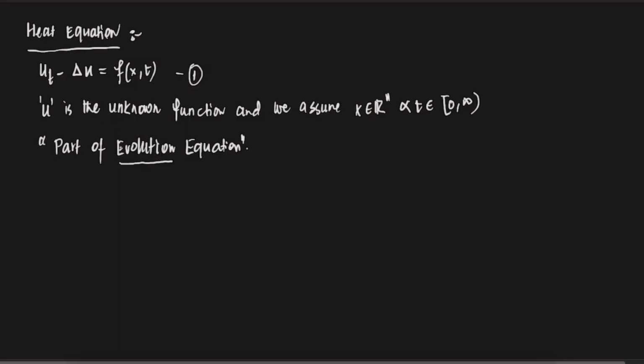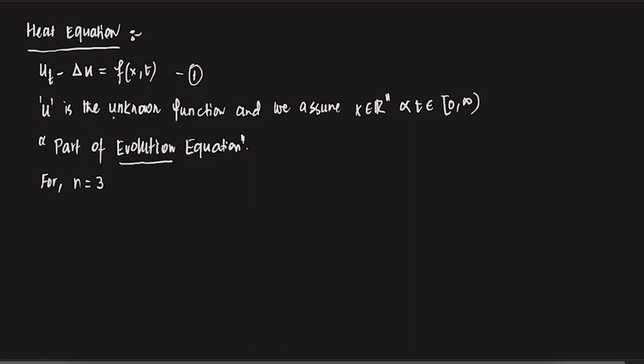Here, as you can see, this equation has a ut term. So essentially, this will depend on time, right? And that is why it is a part of evolution equations. This is one example of an evolution equation. The other one which you will study later is called the wave equation. Let us again come back to this equation. Let's say x is in Rn, right? For, let's say, n equals 3.